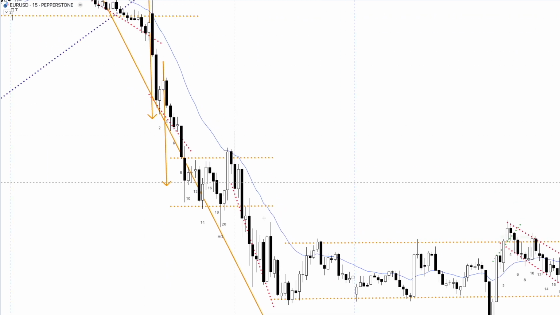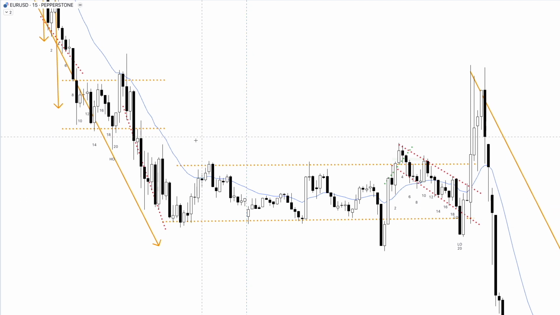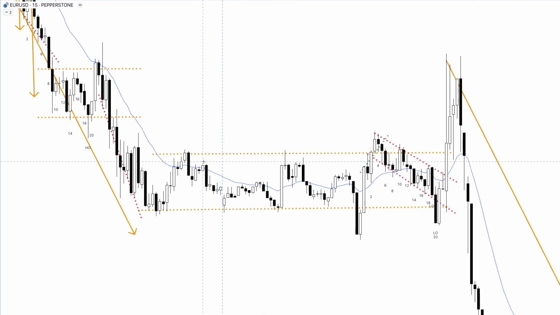So on the 15-minute chart, the day prior, we've had this really strong downtrend. Will we get a second leg down? That's a pretty big high probability that we may get at least an attempt at it. And we've gone into this trading range here.